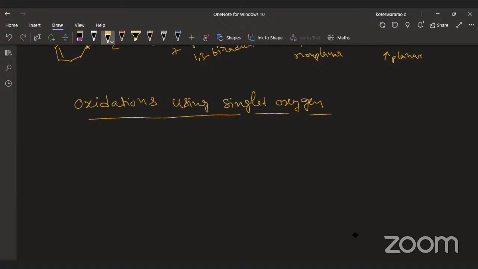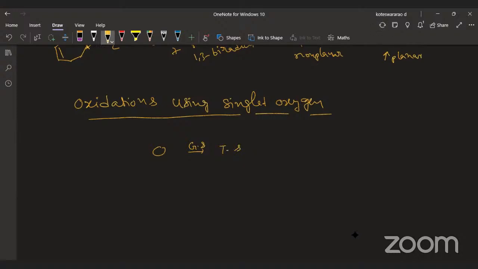Now, before going to the reaction, first you need to understand about oxygen. Generally, oxygen at ground state is in the triplet state. Oxygen at a ground state is in triplet state, right?